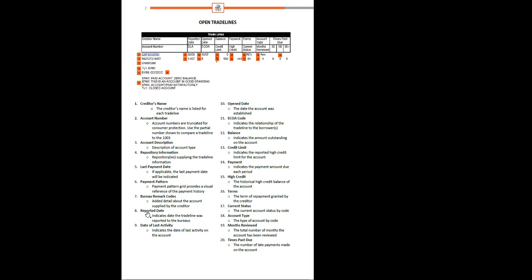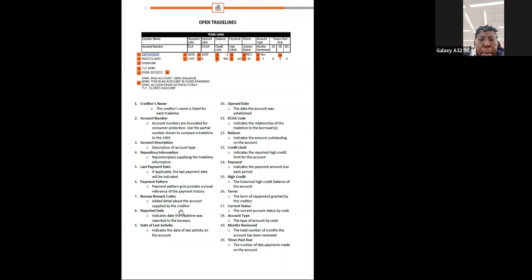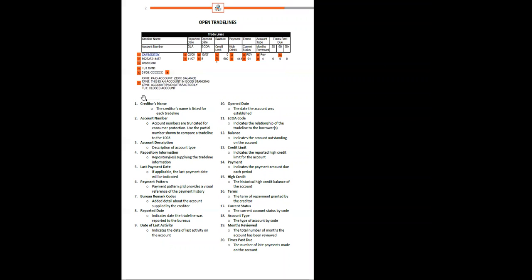And then on item 7, you see bureau and mark codes. This is added detail about the account supplied by the creditor. In this case, which is positive for Experian, it reported the account was paid account, 0 balance. This is an account in good standing. And then Experian says account paid satisfactorily. Those are wonderful words and wonderful things to see on the credit report from a lender's perspective.